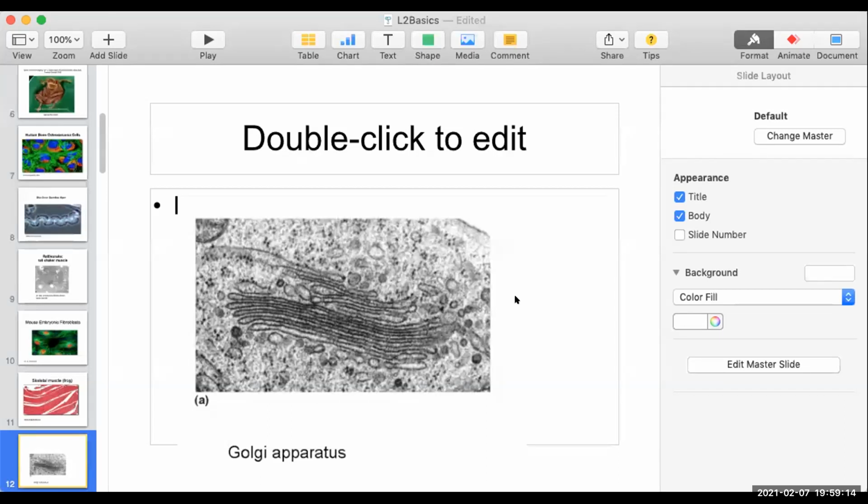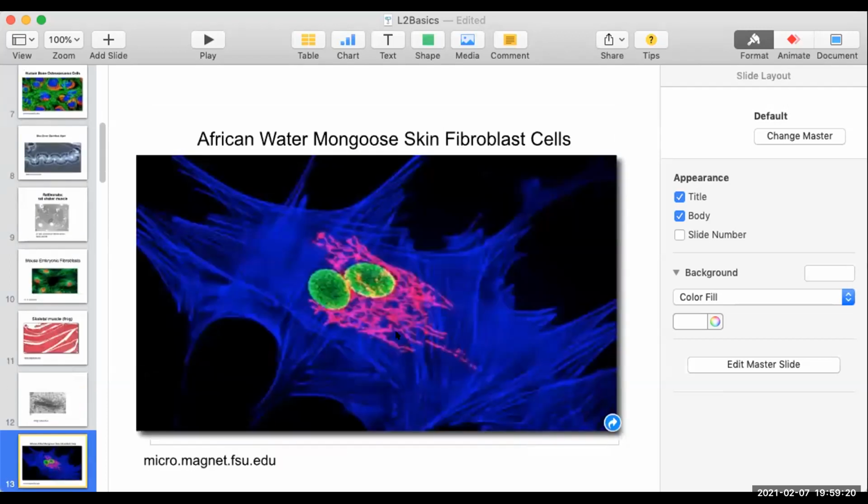Yes, it's TEM. Again, you're looking at a tiny part inside of a cell. So, you know, size is a giveaway, plus the characteristic grays there in TEM. Okay, on to this one. African water mongoose skin fibroblast cells.